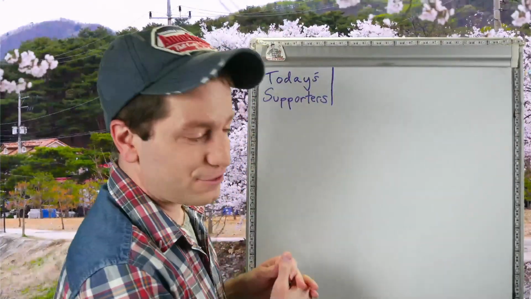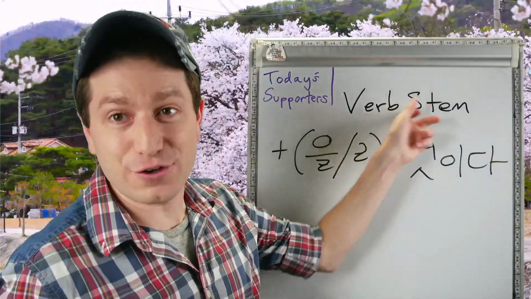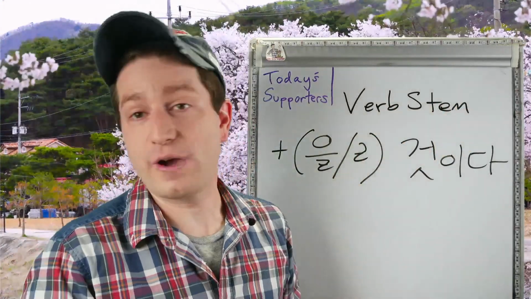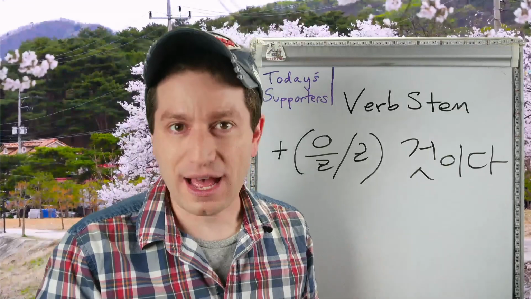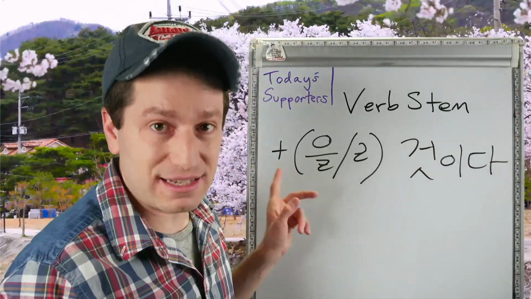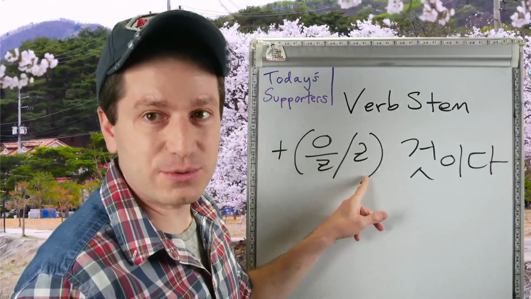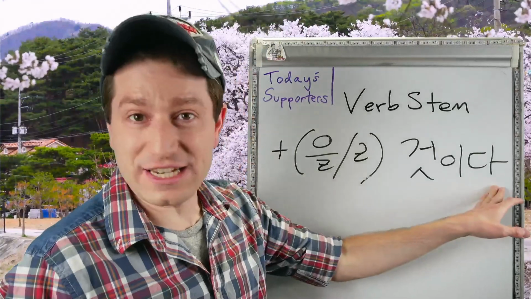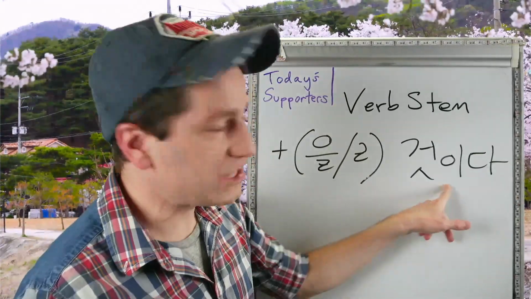So let's learn our first form. And the way you make it is you take a verb stem, so that's the verb minus the 다 at the end. So if you have the verb 하다, you just get 하. Then you attach ㅇ if that verb stem ends in a consonant. Or you just attach this letter, which is known as ㄹ, if it ends in a vowel, and then you'll finish by conjugating this, 것이다.